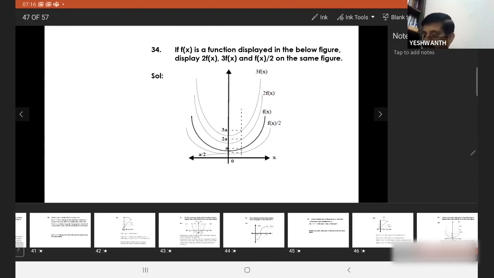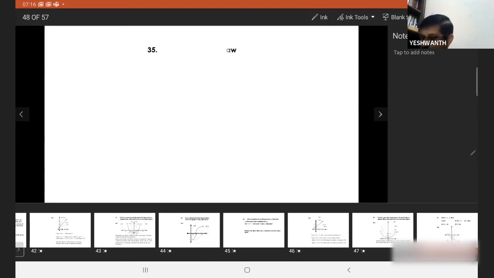So f(x) is a function displayed in the below figure. Displayed 2 times f(x), 3 times, same thing. No? So this is f(x). Every value of the function is increased. See, if x is 0, y is a. So when x is 0, y will be 2a for 2 times f(x), (0, 3a) for 3 times f(x), like that. So a/2 for f(x)/2, like that. So this is what you'll be getting.